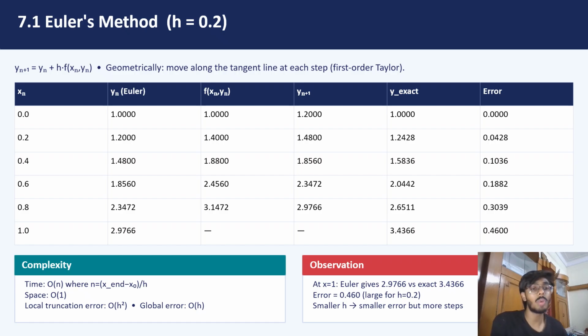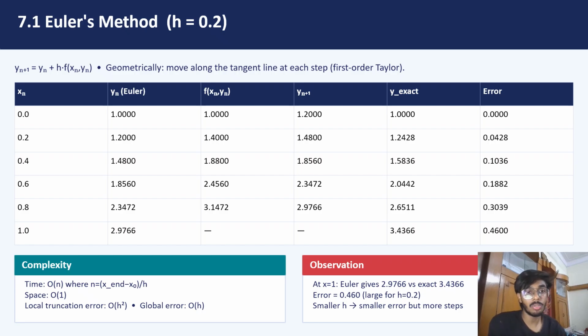y(n+1) equals yn plus h times f(xn, yn). The geometrical interpretation is to move along the tangent line at each step, for the first order Taylor method. So we have our data 0, 0.2, 0.4, 0.6, 0.8, 1. And using Euler methods, we will obtain y of n.